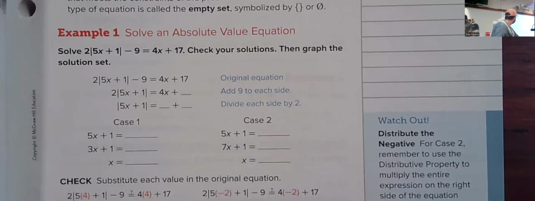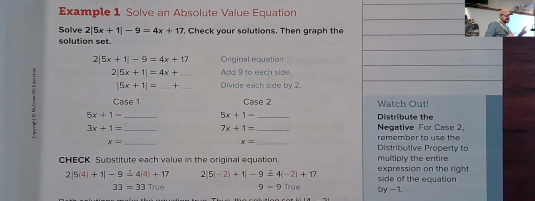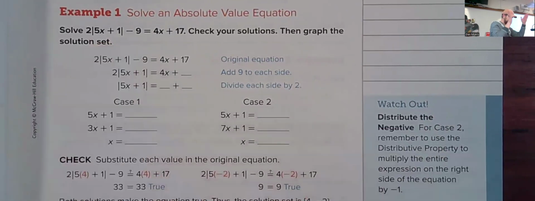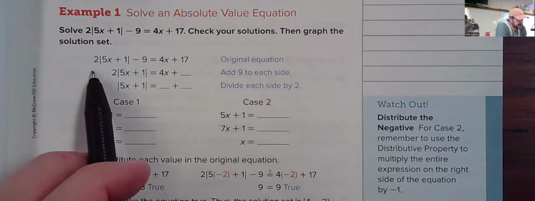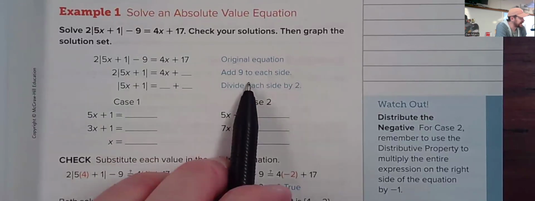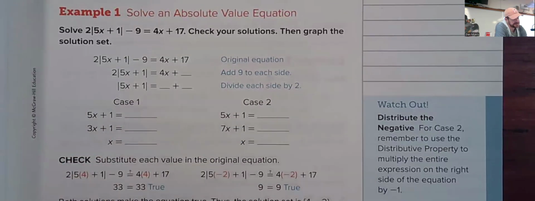Problem number 1. First thing we need to do before we write our 2 separate equations is to whittle this down so we get the absolute value of 5x plus 1 by itself on one side of the equation. You have to isolate the absolute value. So here's our equation. And the first thing that it's telling you to do is add 9 to each side, because there's a -9 here. So we're going to add 9 to both sides, and 17 plus 9 is 26.